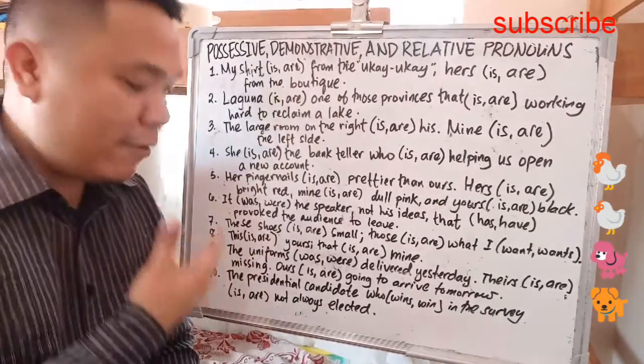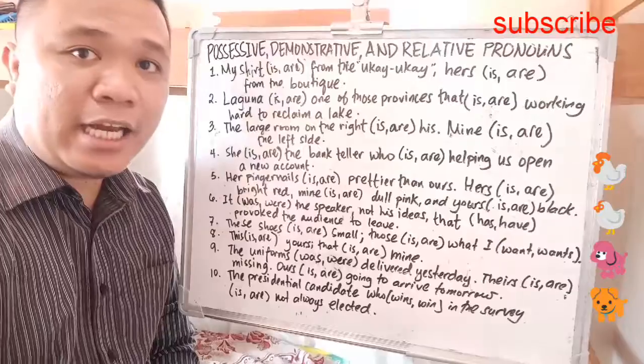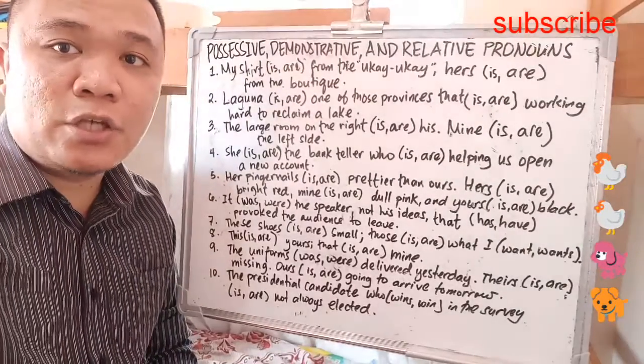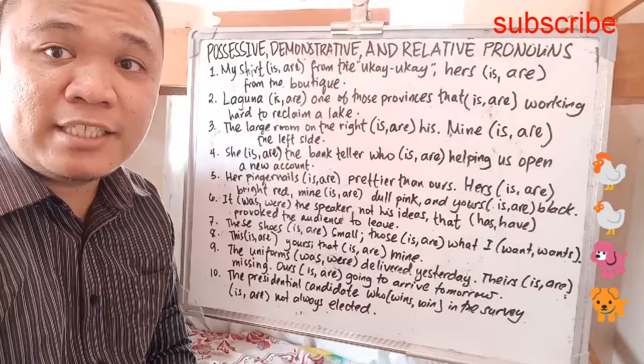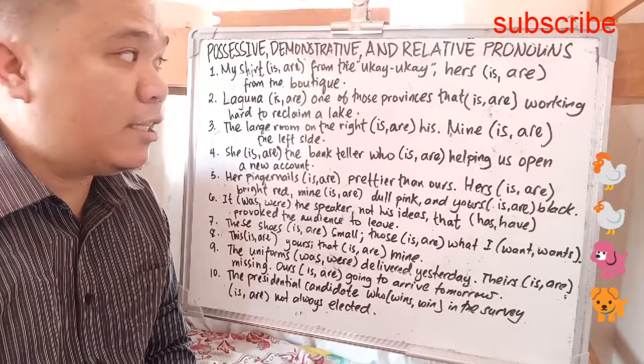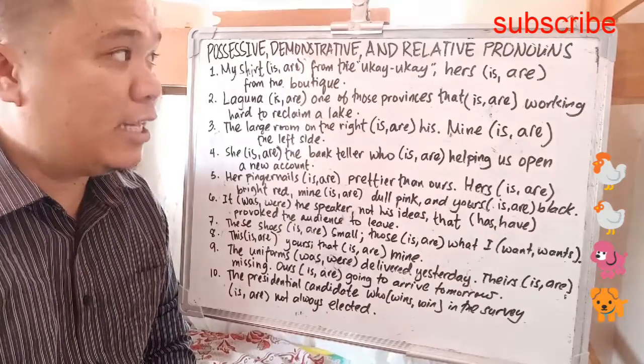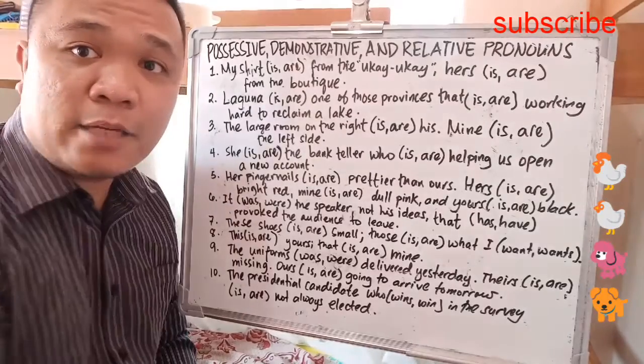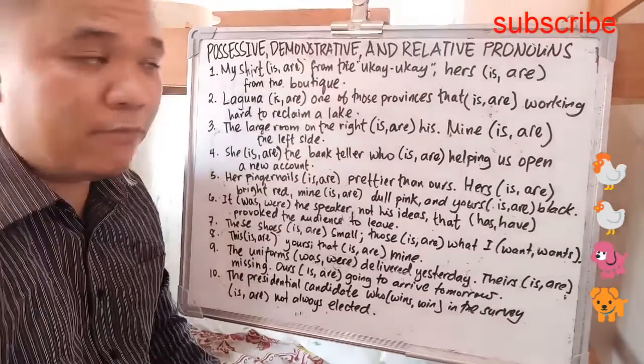Okay. So I have here 10 sentences containing possessive, demonstrative, and relative pronouns. So what are we going to do for this day? We're going to locate the subject and its agreement towards the verb. Now we'll underline the subject and we will encircle the verb.